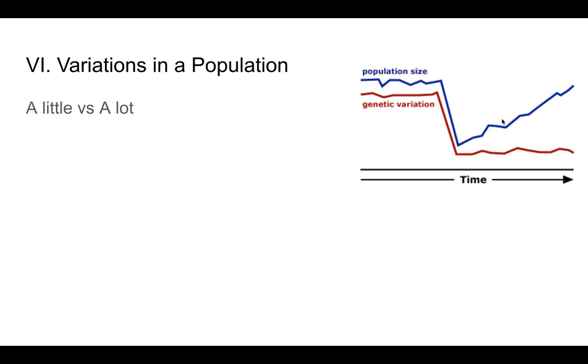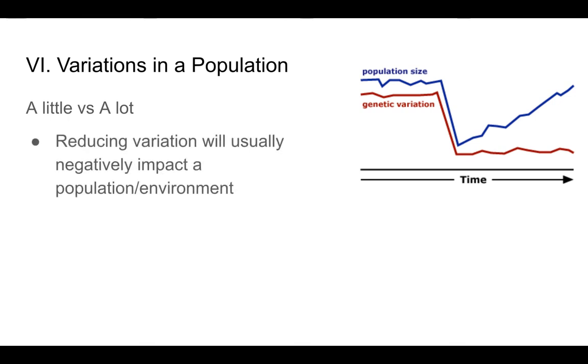So even as the population size increases, it takes a while to build up variation in your population. And so we know that variation has to exist for natural selection to occur. It is not a great thing to have little variation in your population because that can lead to things like extinctions, mass extinctions. So reducing variation will usually negatively impact a population and also the environment, because we don't live in isolation. We impact and are impacted by our environment.